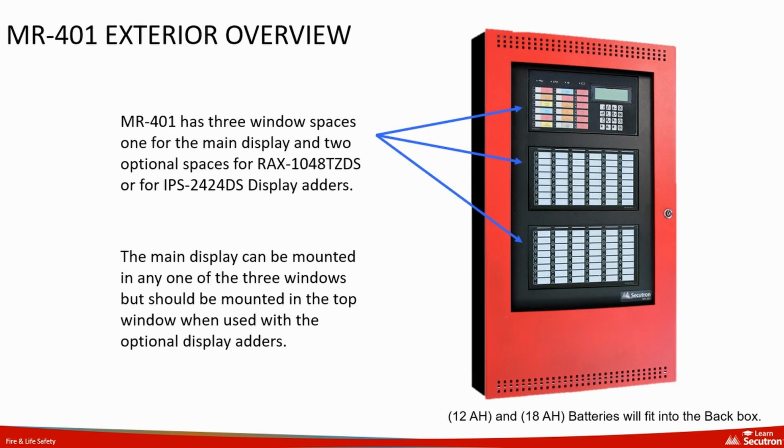The MR-401 features 3 window spaces, one dedicated to the main display and 2 additional spaces for display adders. The main display can be installed in any of these 3 windows, but is mounted in the top window when used in conjunction with the optional display adders. 12 or 18 amp-hour batteries can fit into the back box of the MR-401.